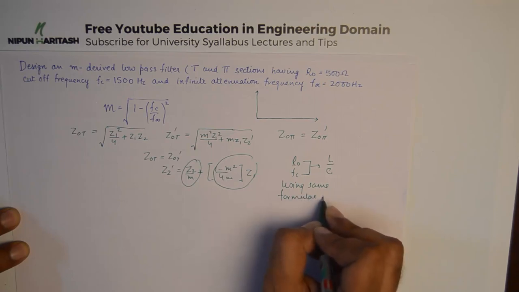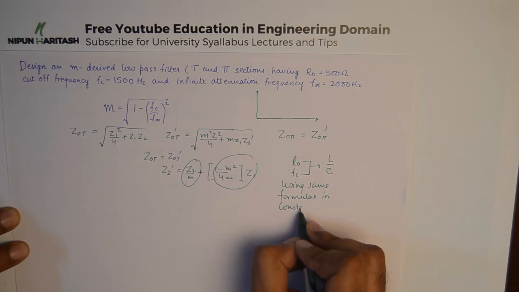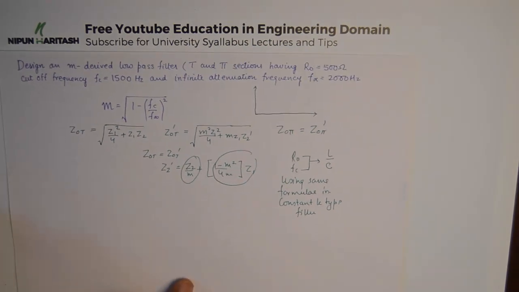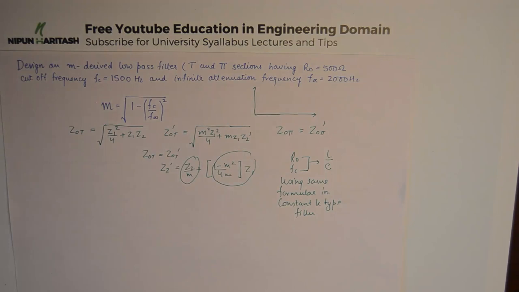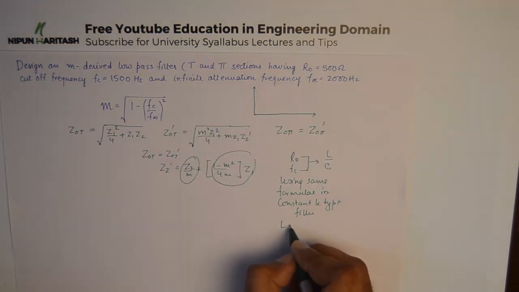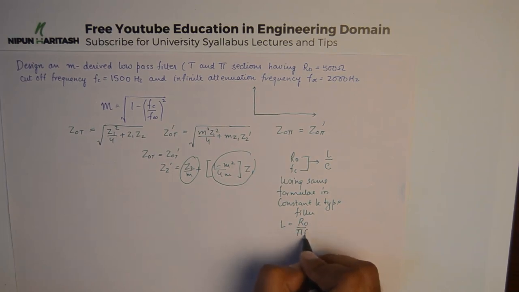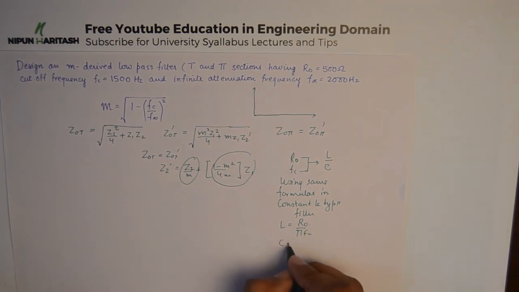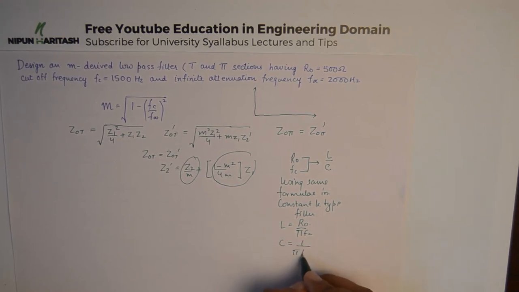That we used in constant K-type filters. So if you remember, the value of L could be calculated using R naught upon pi FC, and the value of C used to be calculated like this, 1 upon pi R naught into FC. So from there you can calculate L and C. So that is why I talked about the importance of designing the constant K type filter in the first place.